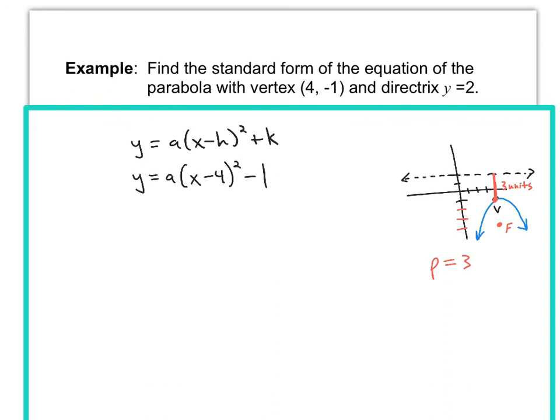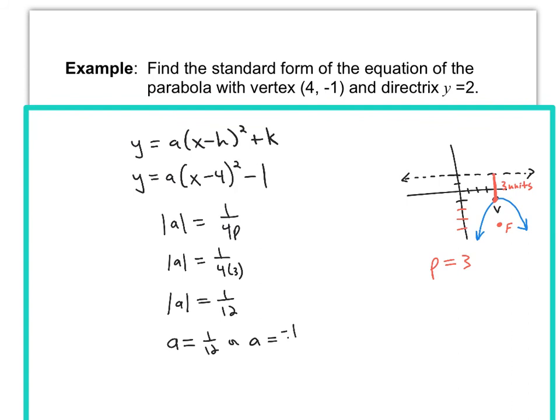So I need to go back to that same equation that I've had before. Absolute value of a equals 1 over 4p. So the absolute value of a equals 1 over 4 times 3, since p is 3. So now I've got the absolute value of a equals 1/12. So the question is, do I want positive 1/12 or negative 1/12? Because when I solve this, I get a equals negative 1/12.